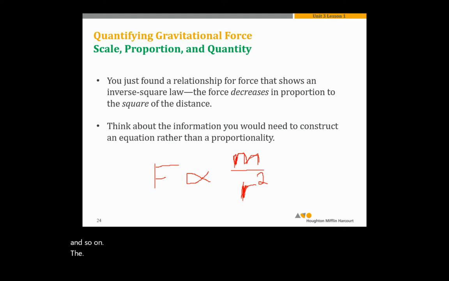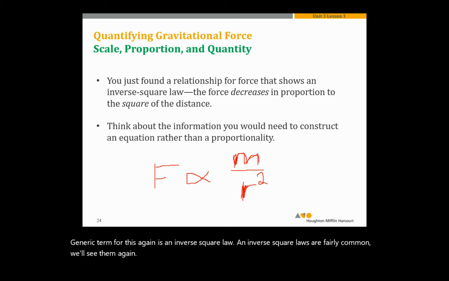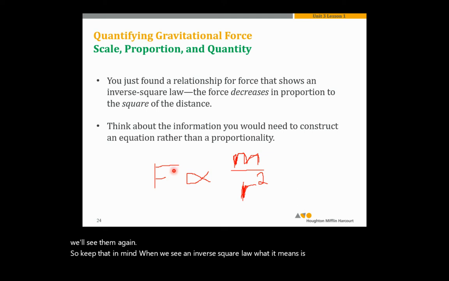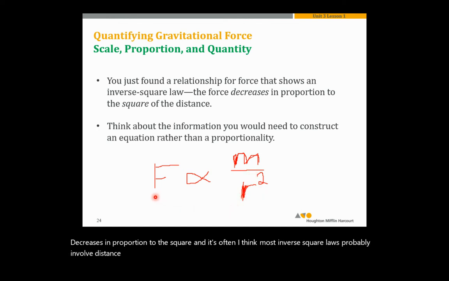The generic term for this, again, is an inverse square law. And inverse square laws are fairly common. We'll see them again, so keep that in mind. When we see an inverse square law, what it means is that the first value decreases in proportion to the square, and I think most inverse square laws probably involve distance in the denominator. So whatever this value is on the left decreases in proportion to the square of the distance between two objects.